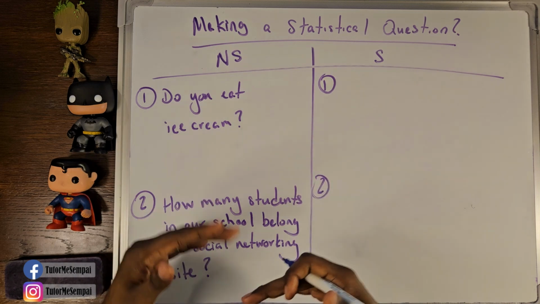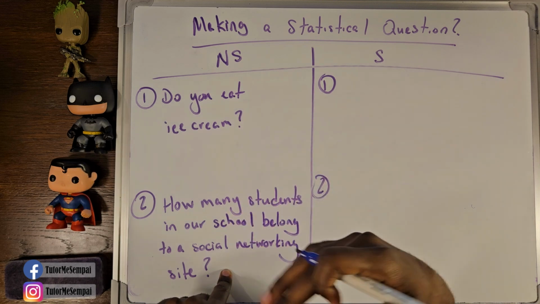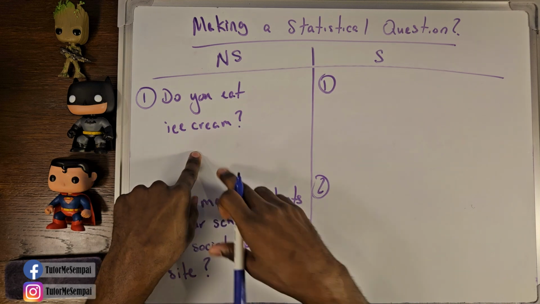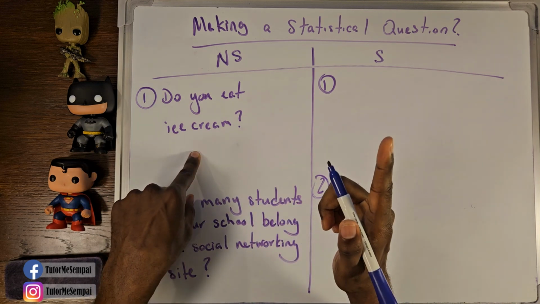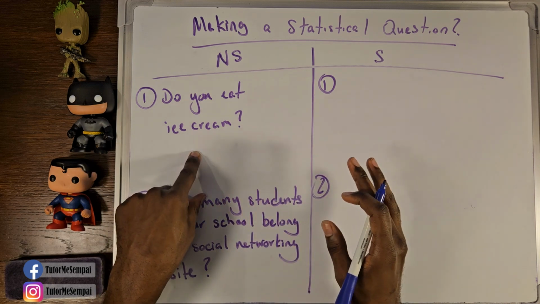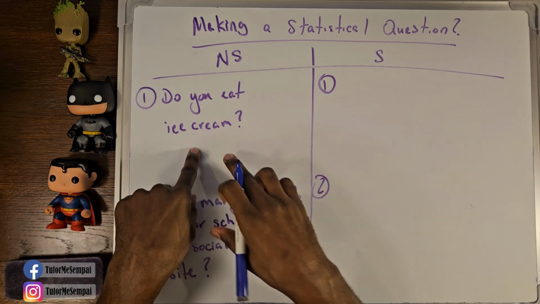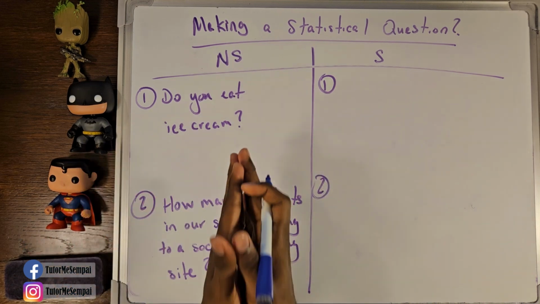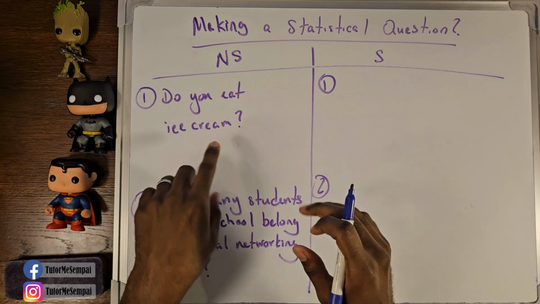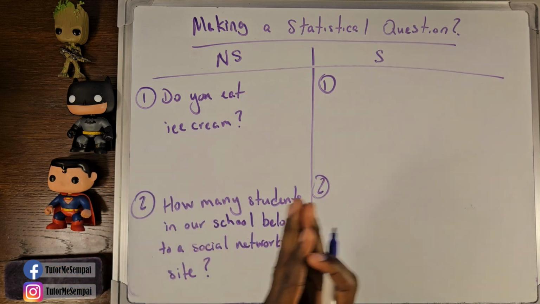So these are 2 different examples of non-statistical questions, and we're going to make them statistical by changing up their context. Here, you're just asking one person, do you eat ice cream? But what if, instead of just asking one person, you asked your entire class and you took an average of how many people eat ice cream? With that, you've changed the context. You're no longer looking at just one pool size. You're looking at your entire class or maybe your entire school, and you're asking them that yes or no question.